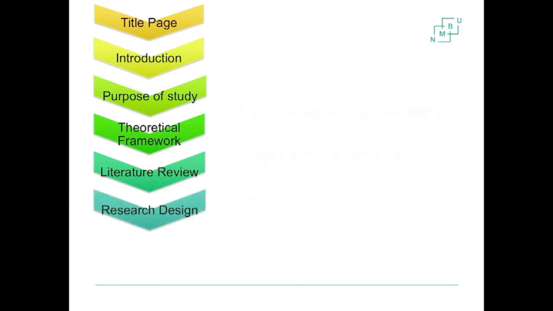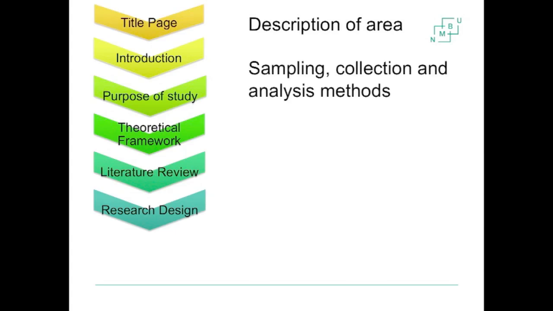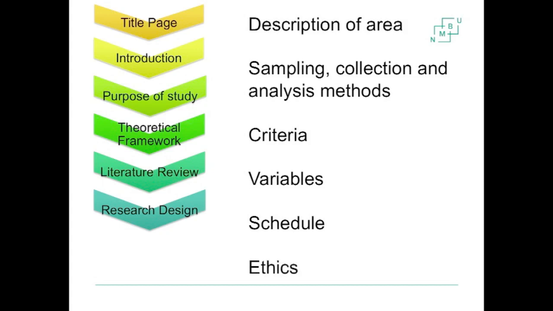Next, you must explain your research design. This section will vary, but it may include some of the following: a description of the study area, a description of your data sampling, collection, and analysis methods, criteria for judging the credibility, validity, and trustworthiness of your methods and the results achieved from them, important variables that you will study, other procedures that you expect to undertake, a timeline and schedule for all of your research activities, including writing your thesis, and ethical concerns related to your research and how you plan to address any problems that may arise.